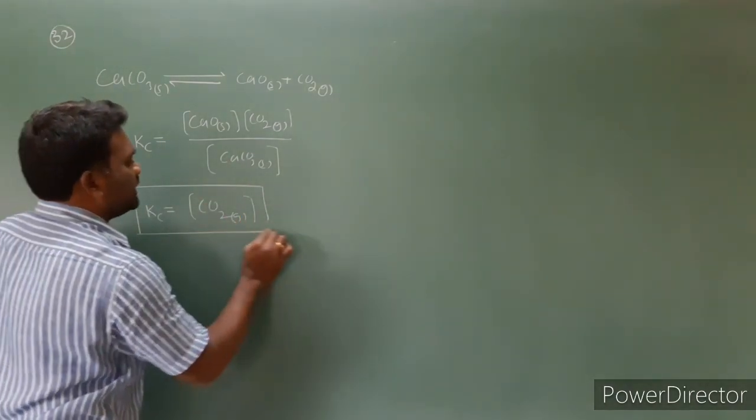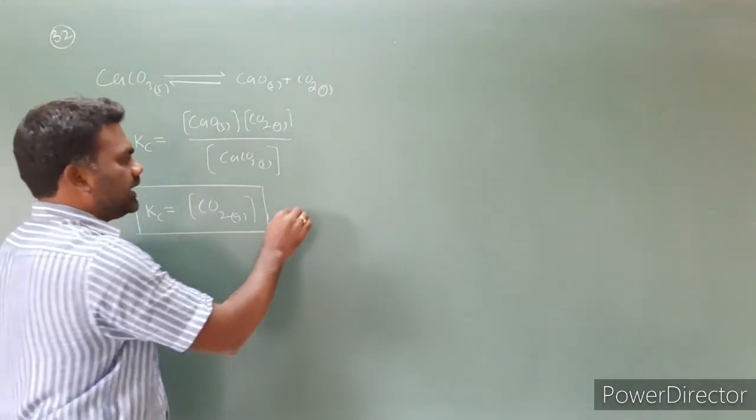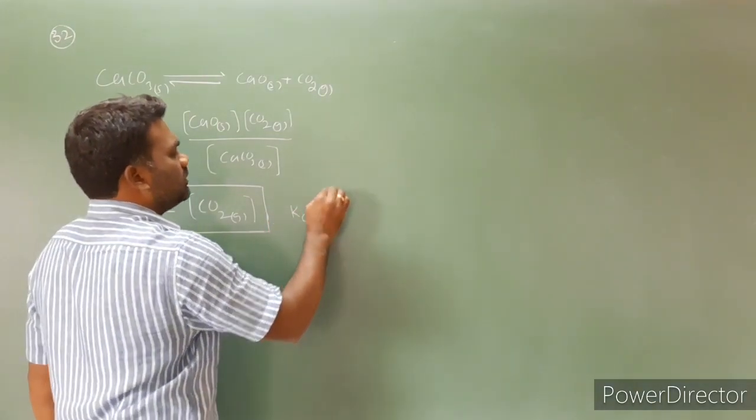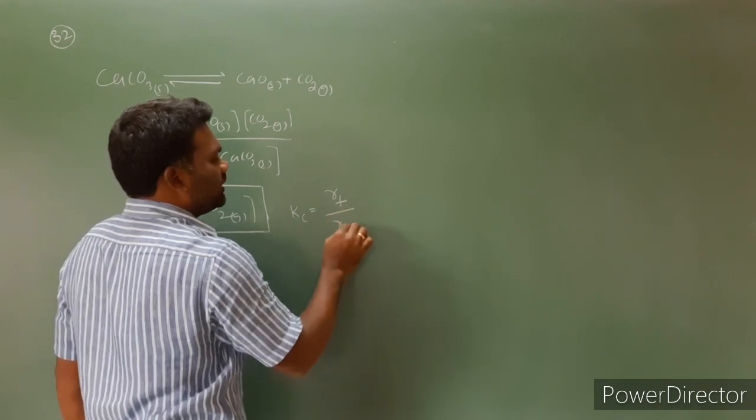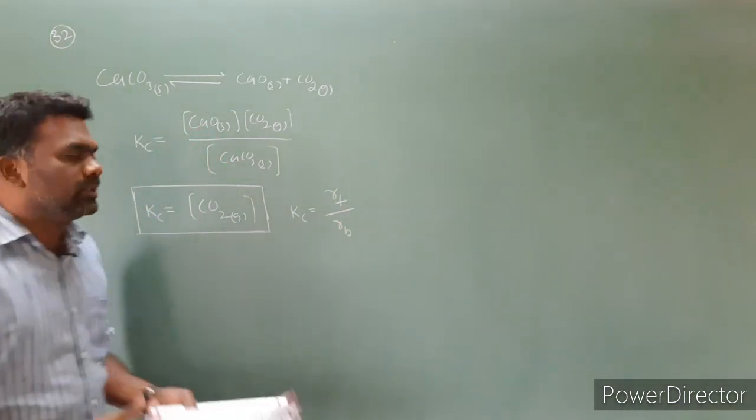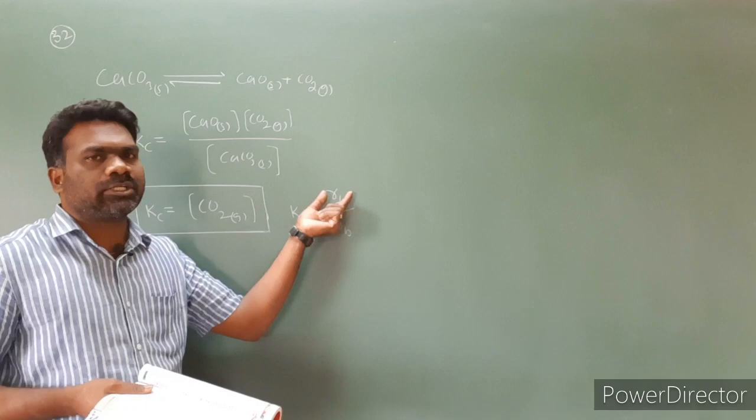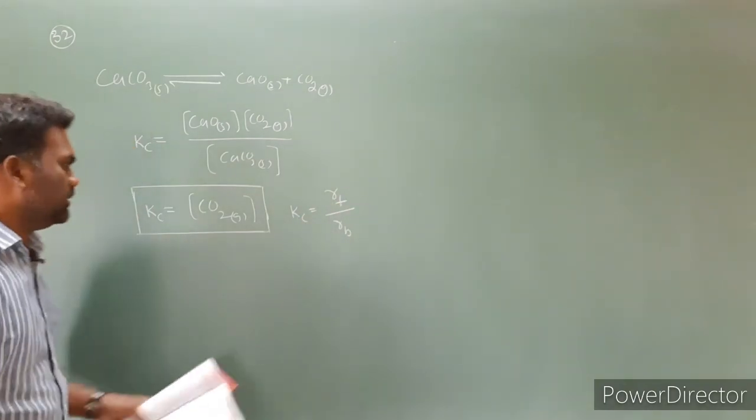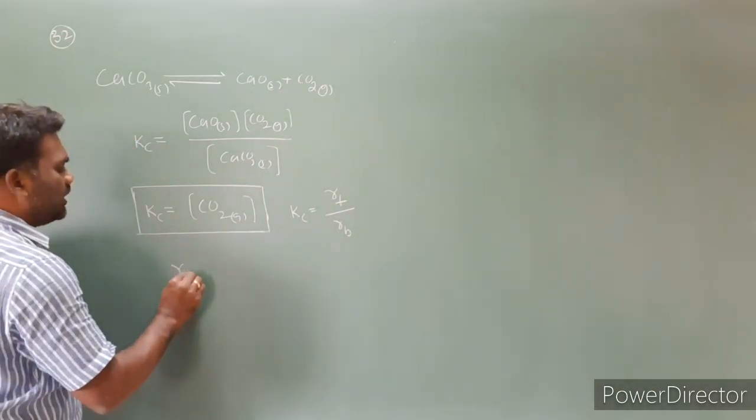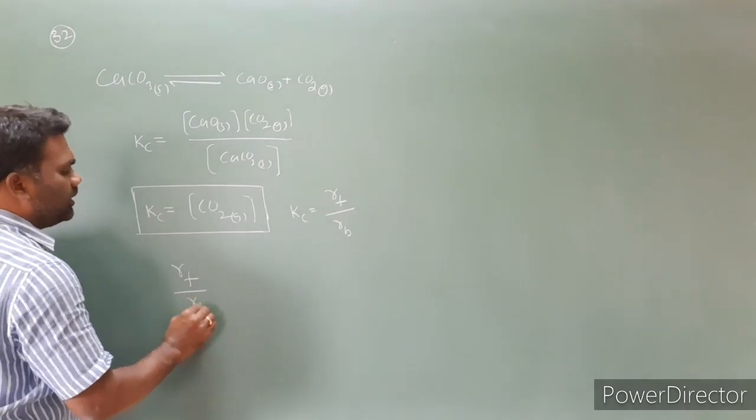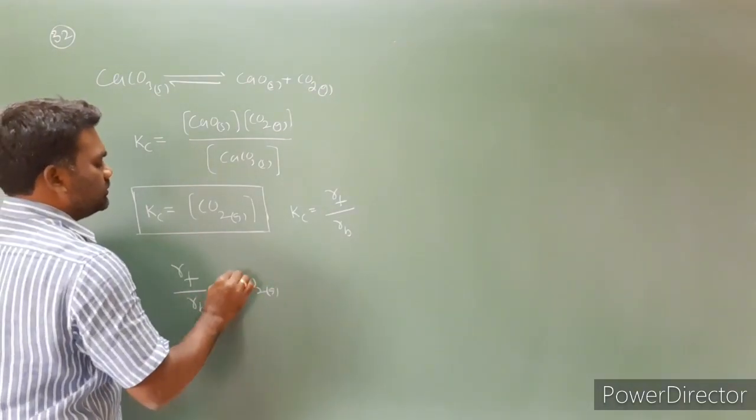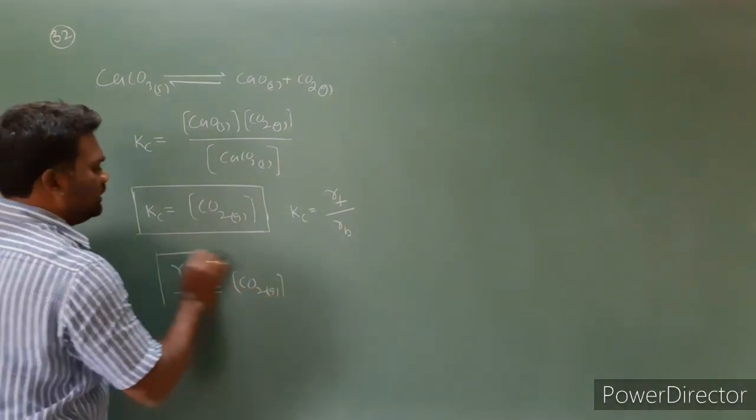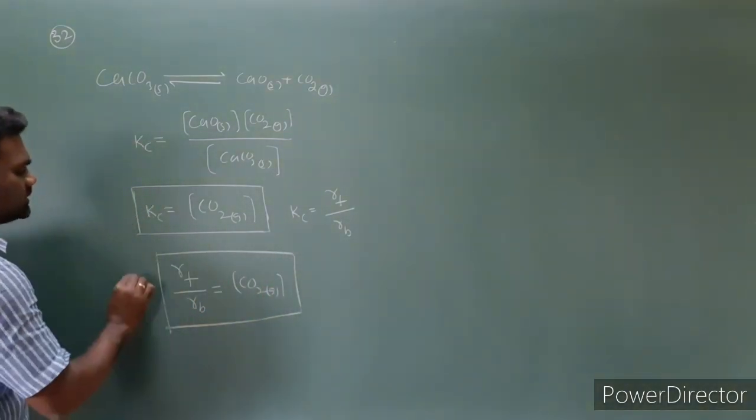Kc is nothing but the equilibrium constant. Kc is equal to the rate of the forward reaction divided by the rate of the backward reaction. Then we can write this as Rf by Rb. Rf by Rb is equal to the CO2 concentration. So this is the final answer for this question.